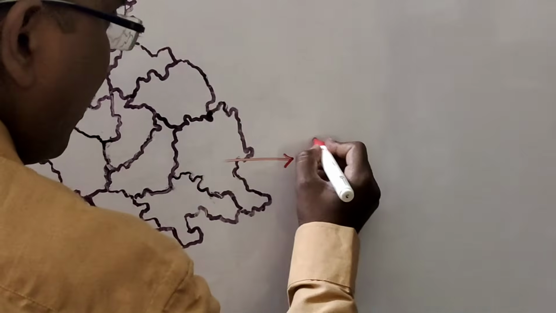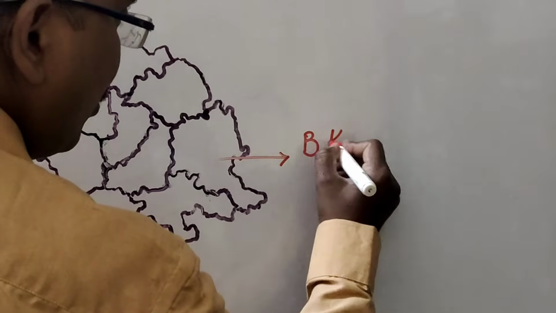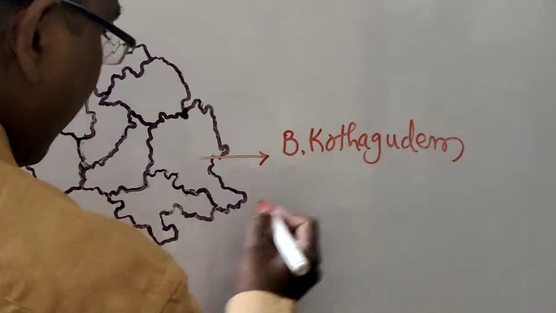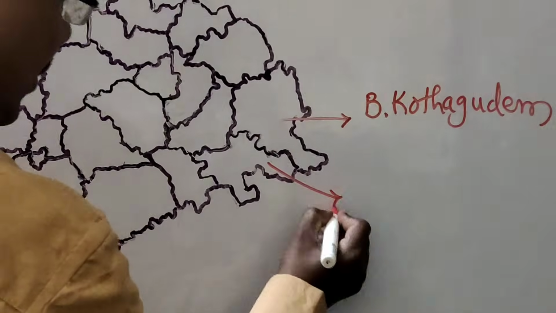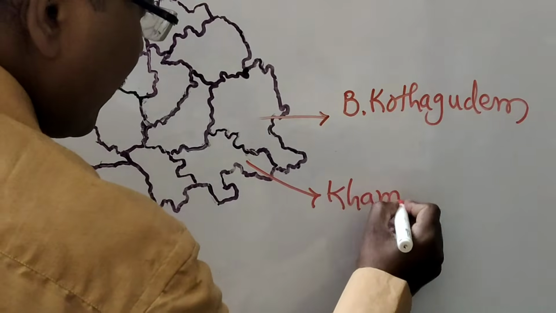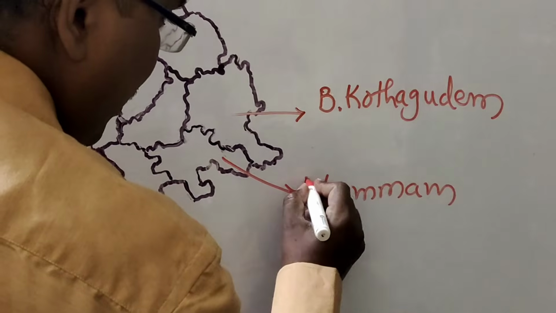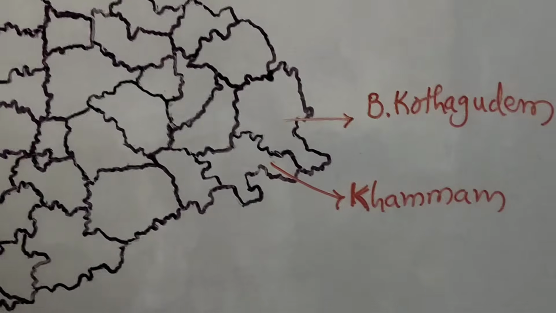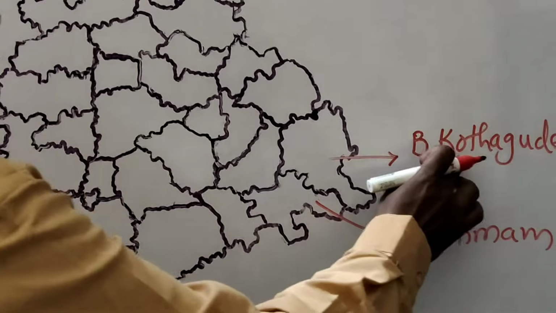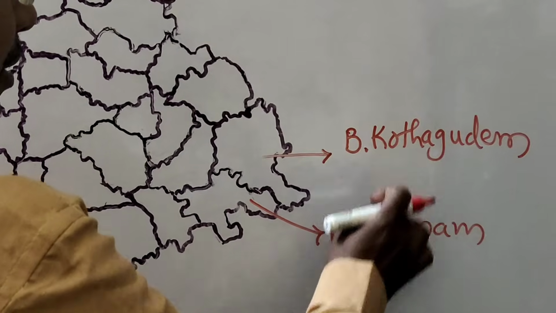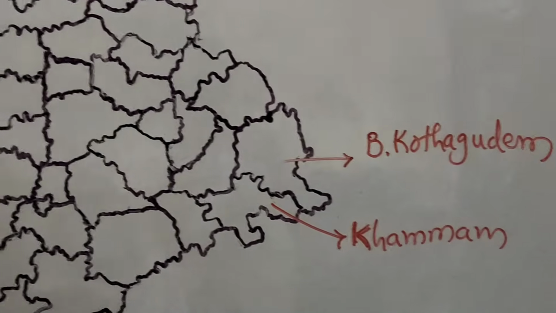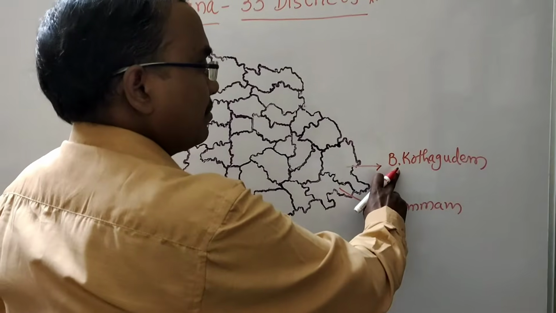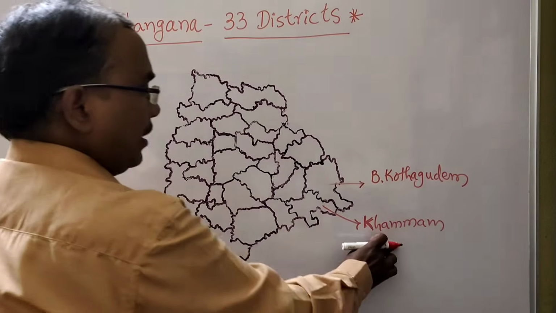it is Kottagudem district, Bhadradri Kottagudem. Next one is Khammam. We will learn the names of the districts in pairs. Bhadradri Kottagudem and Khammam. Kottagudem is named after the famous temple located at Bhadrachalam, so it is known as Bhadradri Kottagudem.